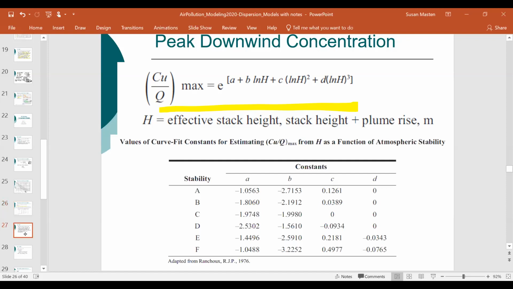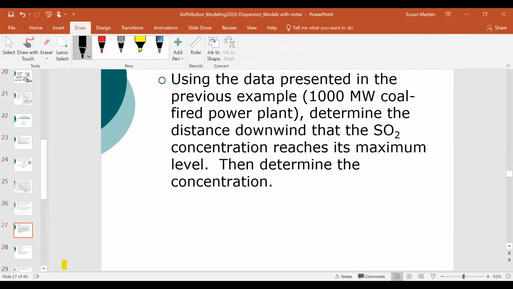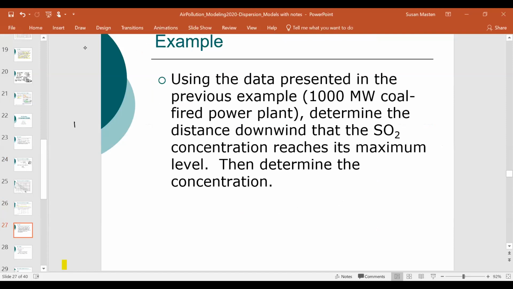So let's go through and look at the same problem that we had before. So what do we have? We had a situation before where we had a stability class C.